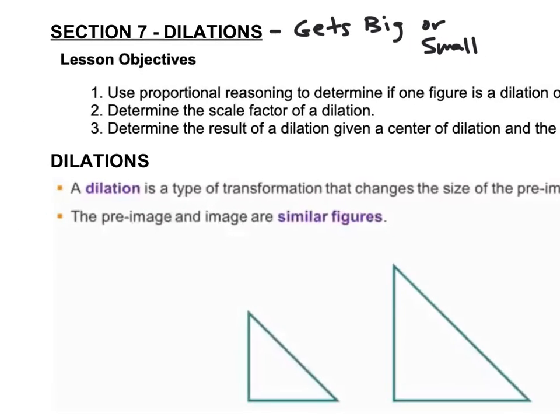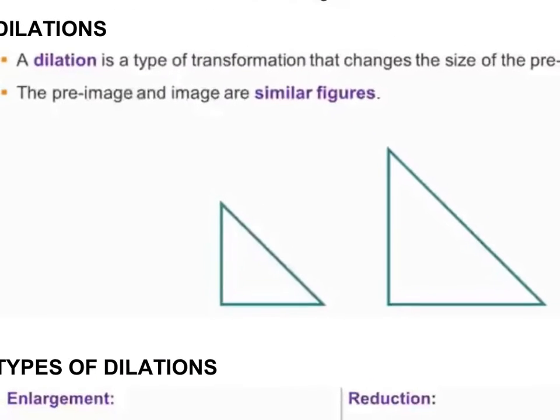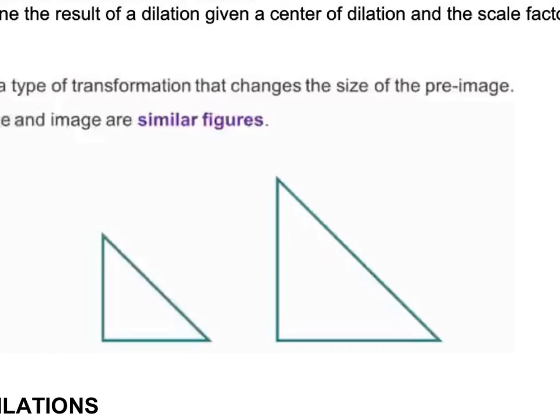And so a dilation is a type of transformation that changes the size of the pre-image. The pre-image and image are similar figures. So talking about similar figures, what I like to say is that they are the same shape but different size, okay?